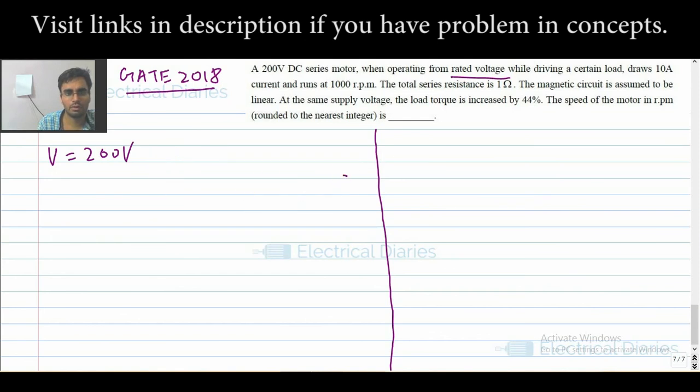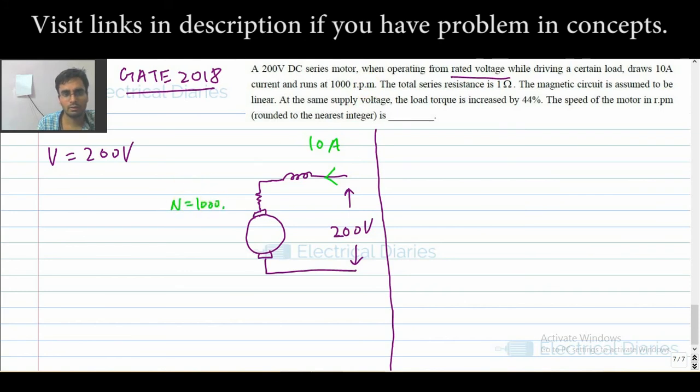So let me draw a series motor. You can take it as R series, and let me say this is the resistance of the armature, and this is the motor, and this is our supply of 200 volts as given. At this rated voltage while driving a certain load it draws 10 amperes, so it is drawing a current of 10 amps, runs at 1000 rpm. The total series resistance is given. Total series resistance means combining these two.